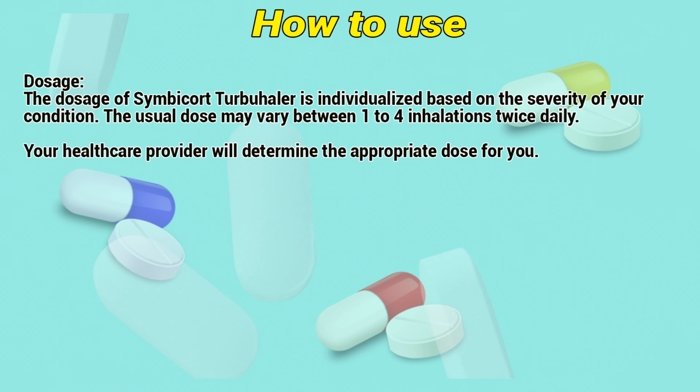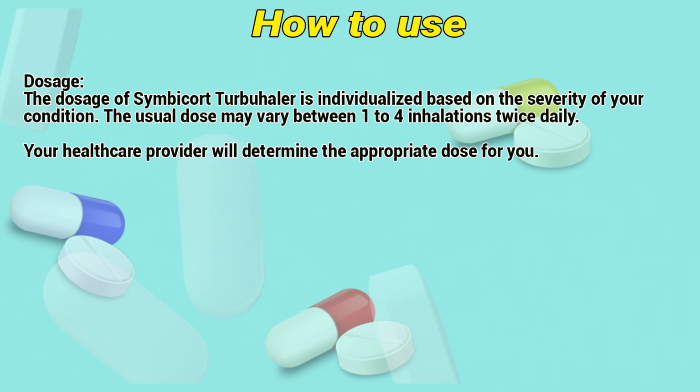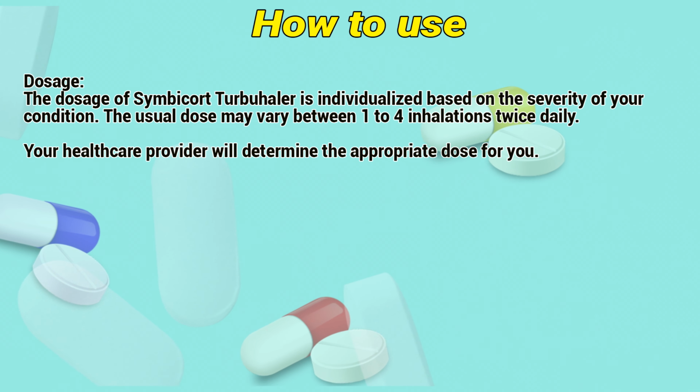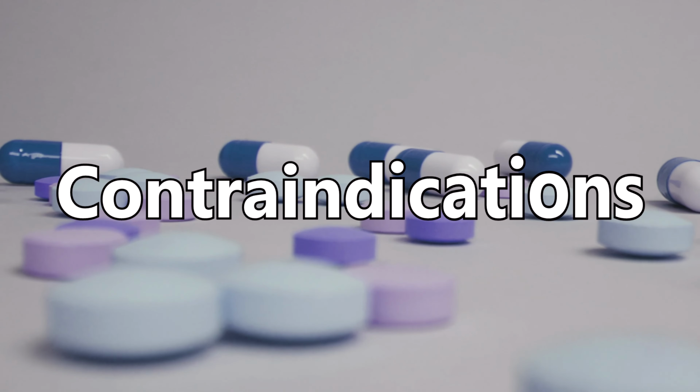Dosage. The dosage of Symbicort Turbuhaler is individualized based on the severity of the condition. The usual dose may vary between 1 to 4 inhalations twice daily. Your healthcare provider will determine the appropriate dose for you.